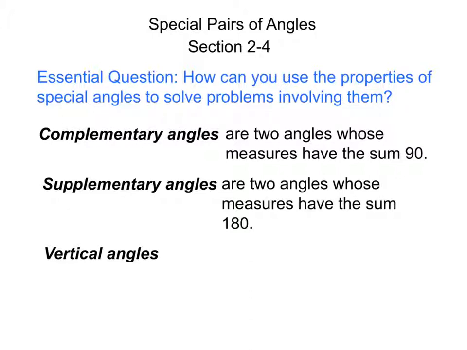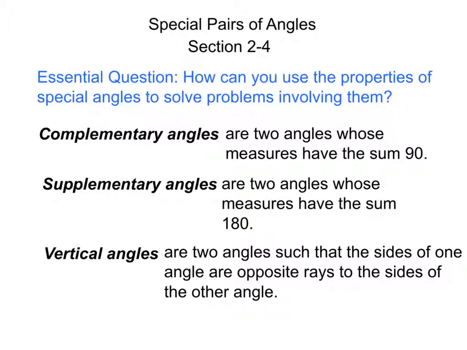Finally, we have vertical angles. Vertical angles are two angles such that the sides of one angle are opposite rays to the sides of the other angle.